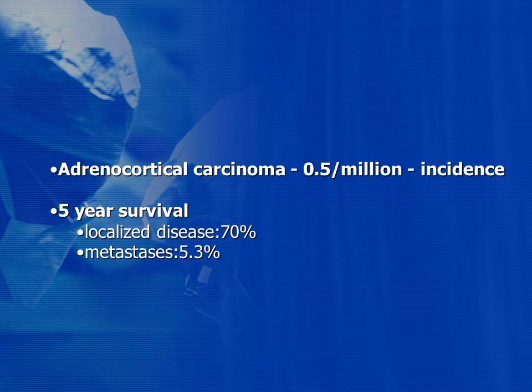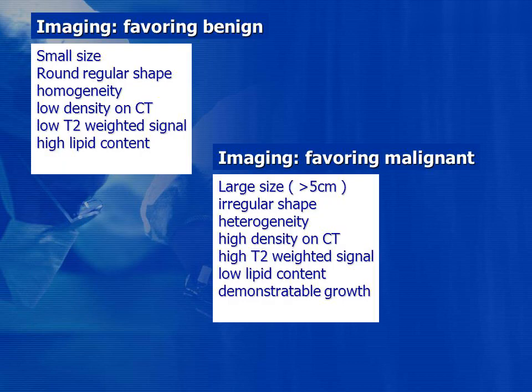5-year survival: localized disease, 70%; metastases, 5.3%. Imaging favoring benign: small size, round regular shape, homogeneity, low density on CT, low T2-weighted signal, high lipid content.